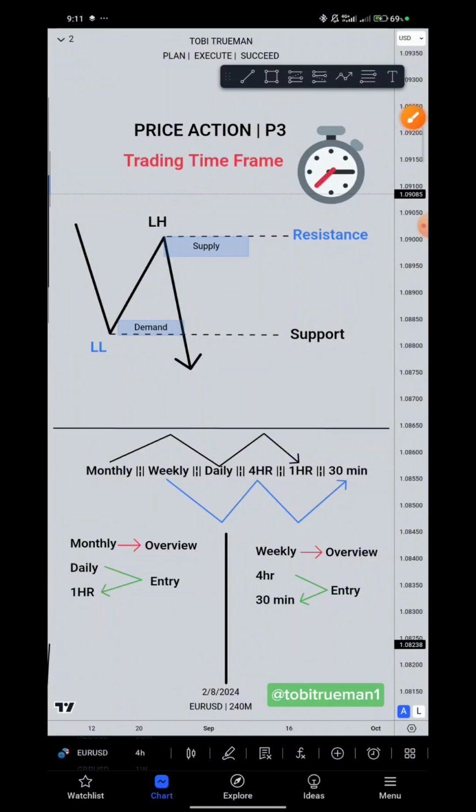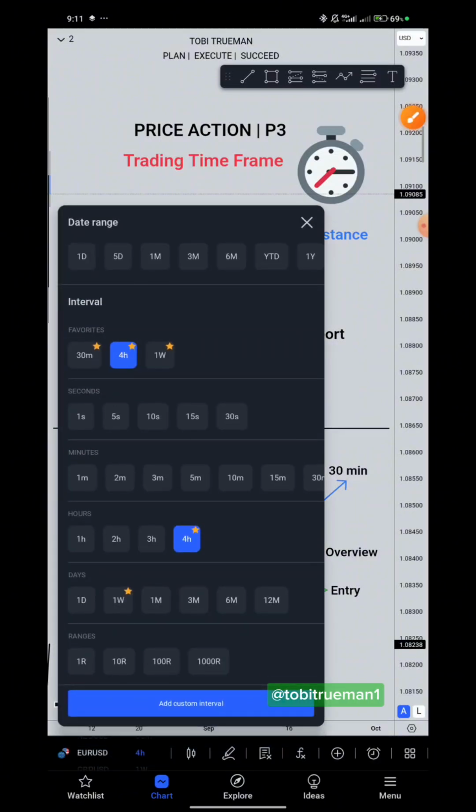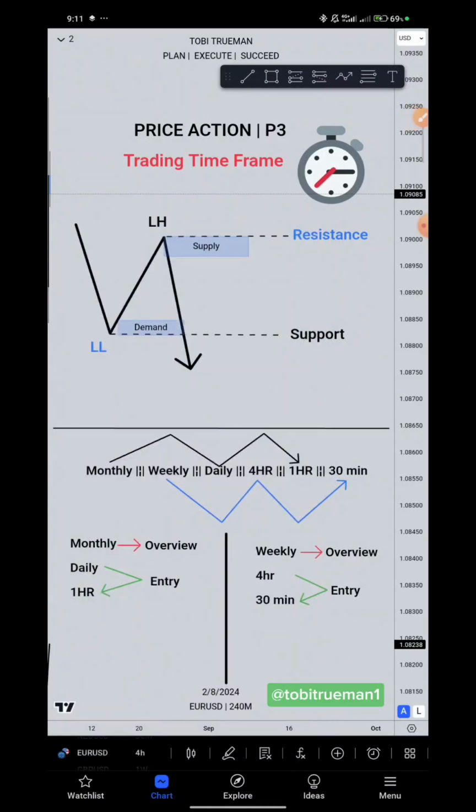So what I normally do on my TradingView is come to the time frame section. Click on that, then you can mark out, you can put it on your favorite section, the weekly time frame, the 4 hour time frame, and the 30 minutes time frame, so that you can easily access it without stress. So that's what you can do there. Anytime you want to make use of them, you just click on that. Any time frame that is there, you click on it and you can switch.